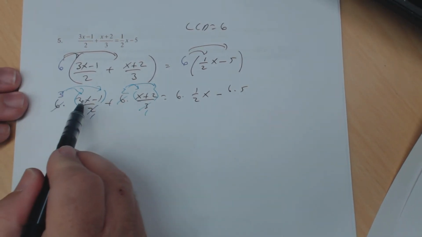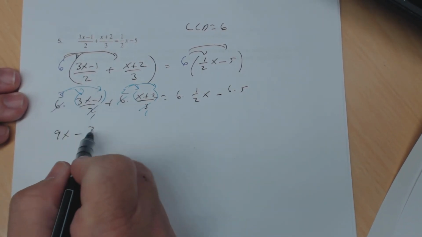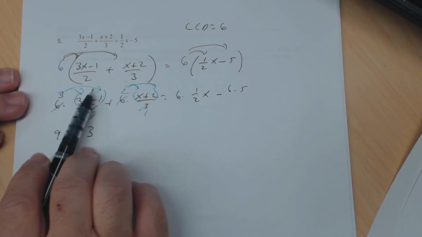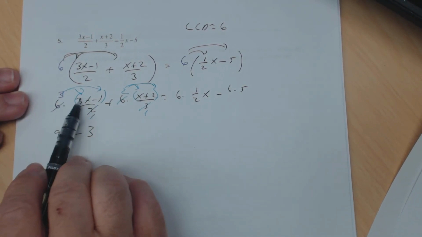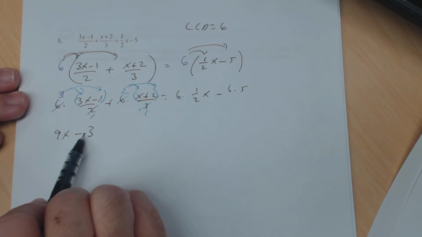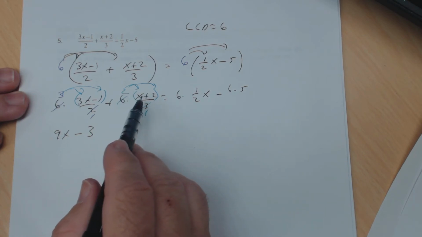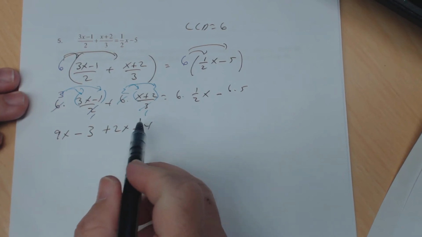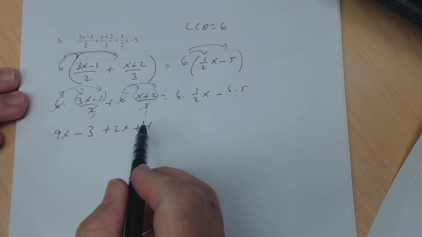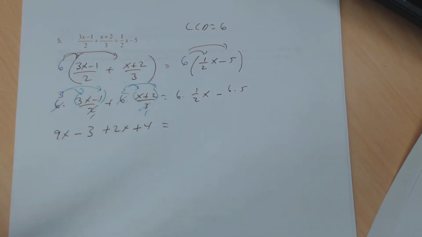You're going to get 3 times 3x is 9x minus 3 times 1 is 3. So make sure you understand that this term right here becomes this, 9x minus 3. Not 9x minus 1, 9x minus 3. Plus, and then distribute the 2 here. 2 times x is 2x. And then 2 times 2 is 4. So make sure you understand that this right here gives you this. Equal.